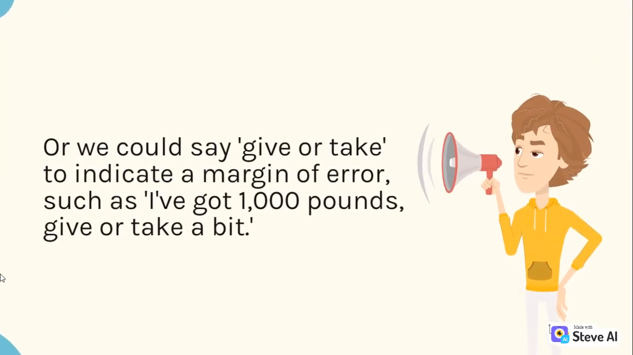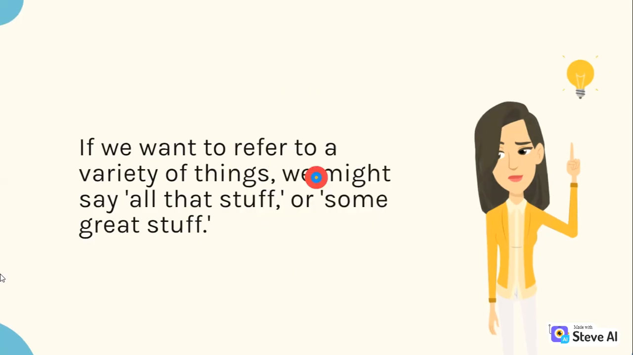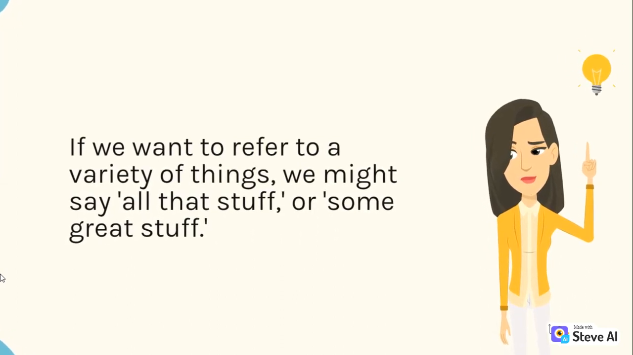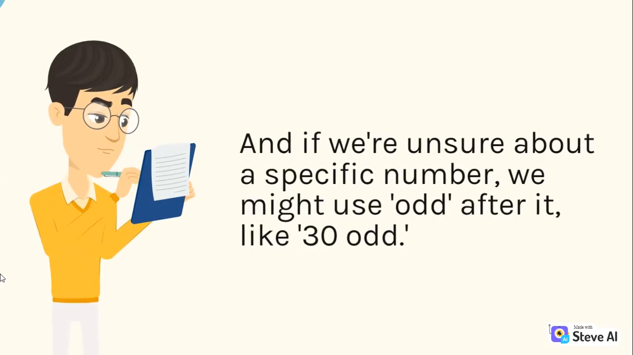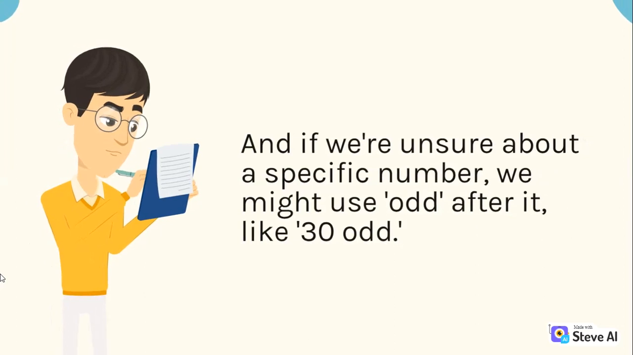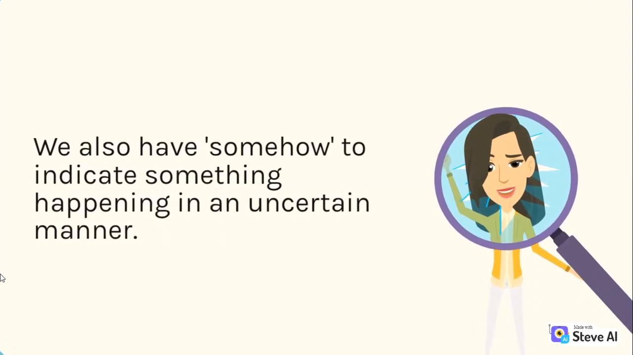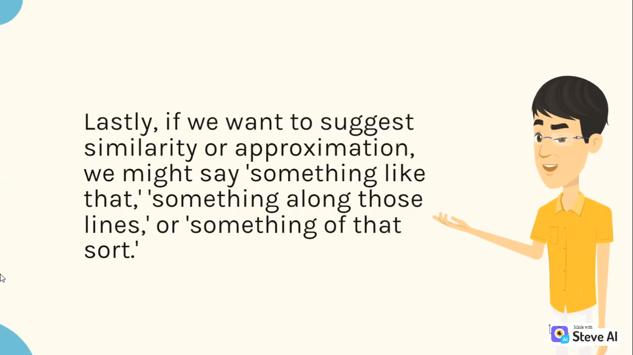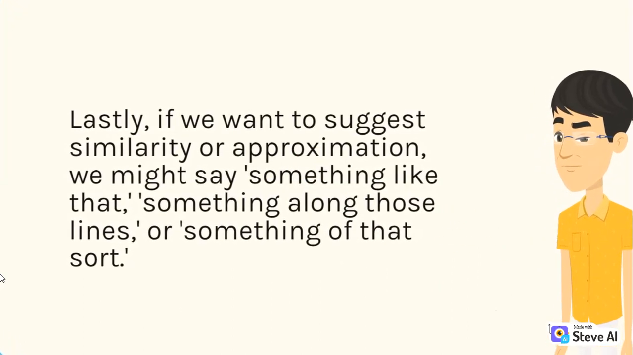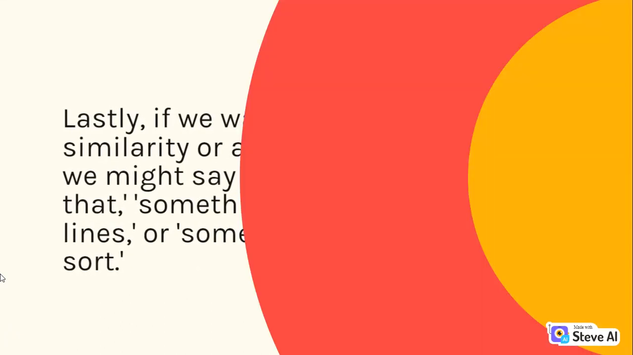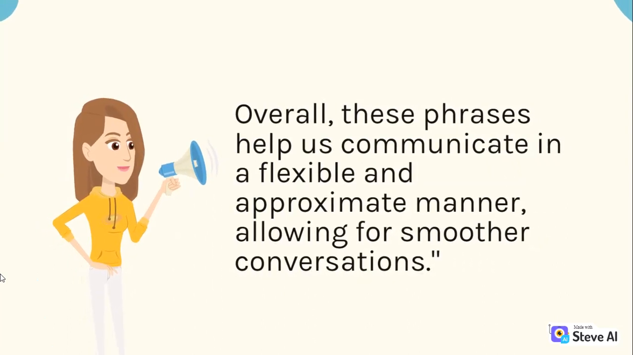Or we could say "give or take" to indicate a margin of error, such as "I've got £1,000, give or take a bit." If we want to refer to a variety of things, we might say "all that stuff," or "some great stuff." And if we're unsure about a specific number, we might use "odd" after it, like "30 odd." We also have "somehow" to indicate something happening in an uncertain manner. Lastly, if we want to suggest similarity or approximation, we might say "something like that," "something along those lines," or "something of that sort." Overall, these phrases help us communicate in a flexible and approximate manner, allowing for smoother conversations.